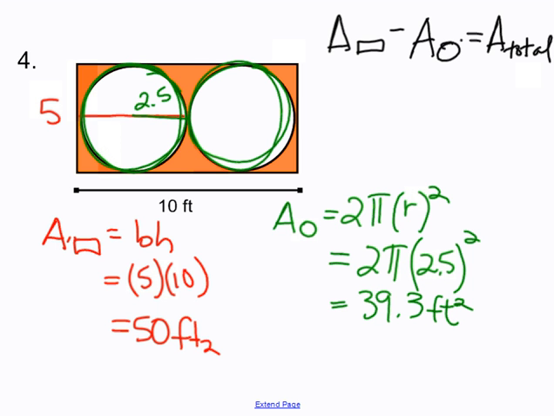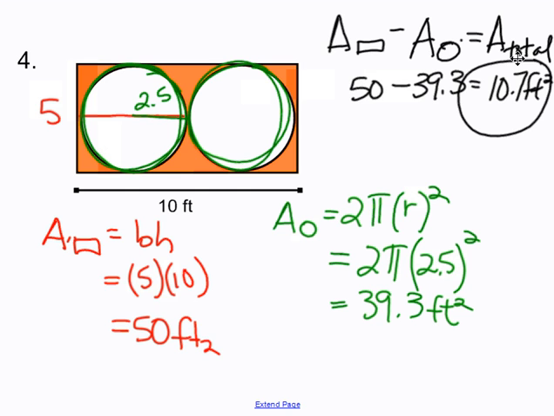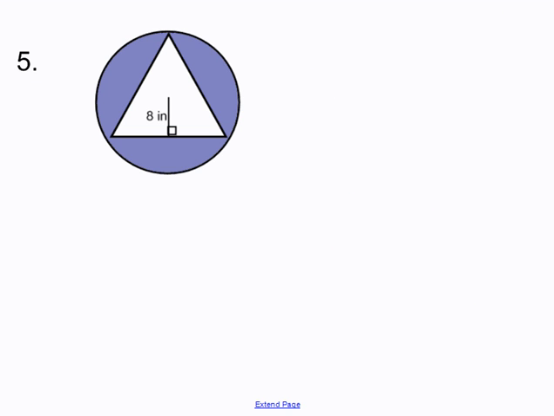So in order now to figure out the area of the shaded portion, the orange portion, I'm going to take the 50 minus the 39.3 to get 10.7. There's your answer. Okay, last one.